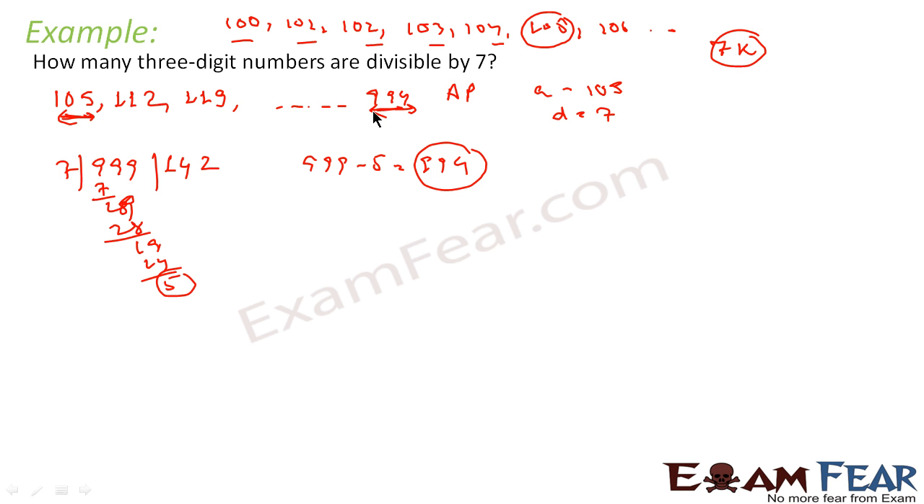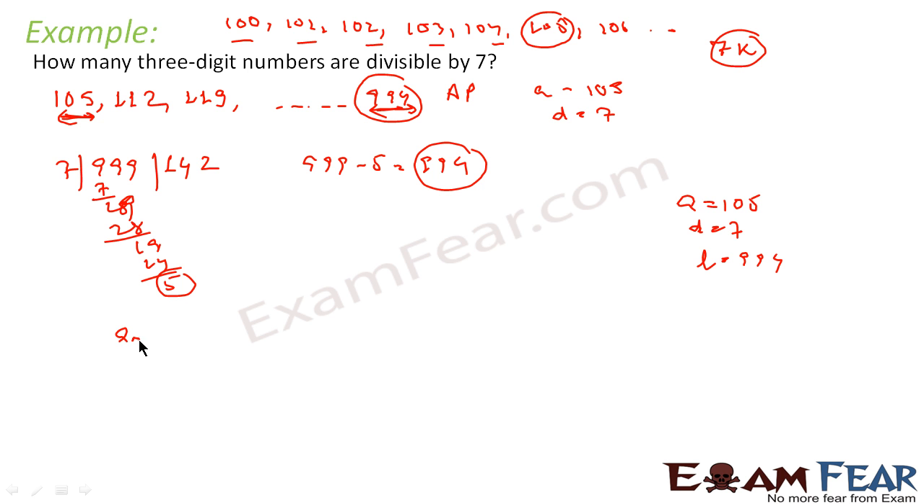Little tricky here, please pay attention. In such questions we have to find the first 3-digit number divisible by 7 and the last 3-digit number that is divisible by 7. That we have found. And we know that if it is divisible by 7, it will be an AP with common difference 7. Every number, if you see, the difference will be 7. Thus, we have to find the number of terms in this AP where A is equal to 105, D is equal to 7 and the last term is equal to 994.